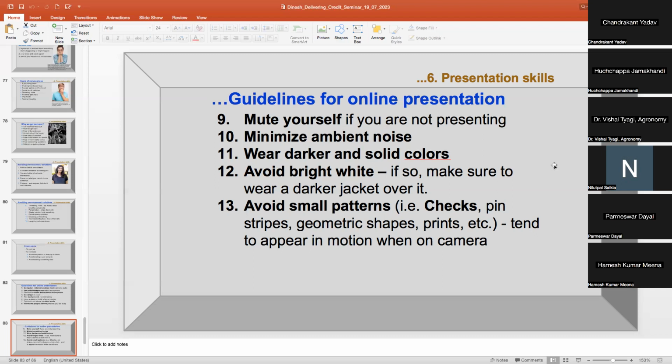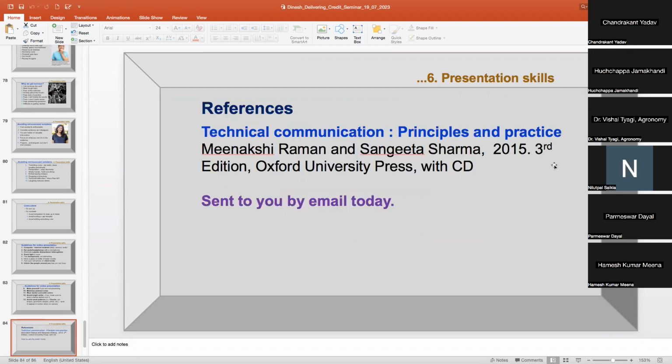Avoid small patterns, checks. A checked shirt is not good, it causes flickering. Some reflection of light is there. So avoid small patterns on your shirts or your trousers: pins, stripes, geometric shapes, prints. So these are some suggestions.